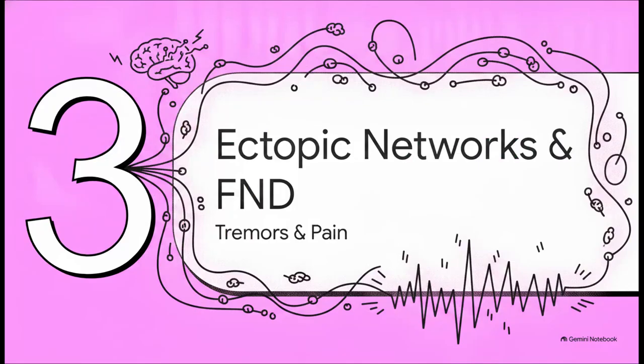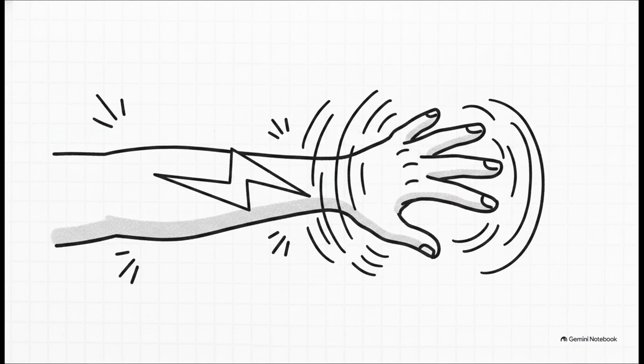All right, Section 3, Ectopic Networks and FND. Let's unpack functional tremors and paroxysmal pain. Now, with the ectopic or FND phenotype, we are dealing with incredibly jarring symptoms. Patients report sharp, paroxysmal electric pains that just shoot out of nowhere. They present with localized functional tremors and highly disturbing neuropathic paresthesias. I really want to emphasize the paroxysmal, unprovoked, electric nature of these specific functional symptoms. They don't build slowly, they strike.